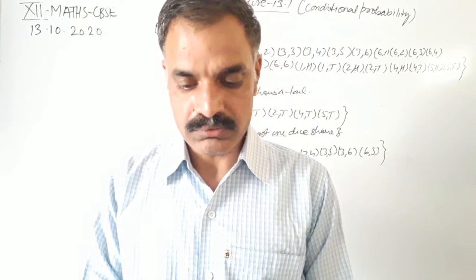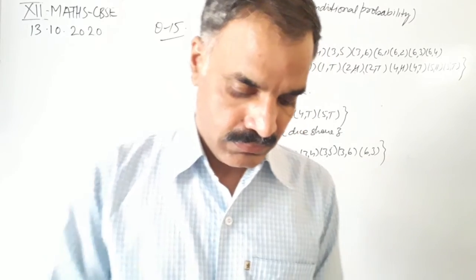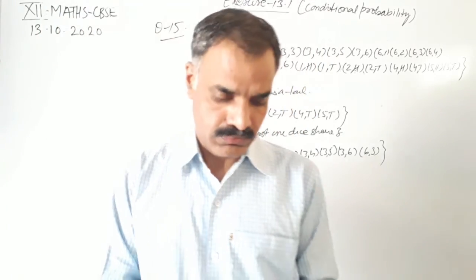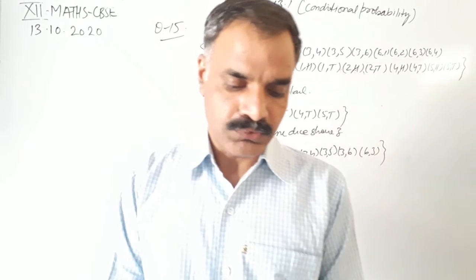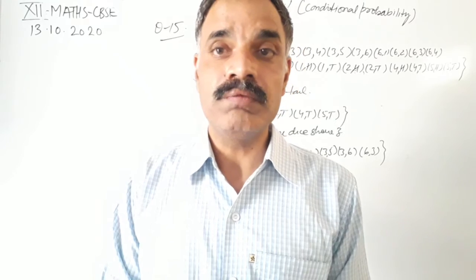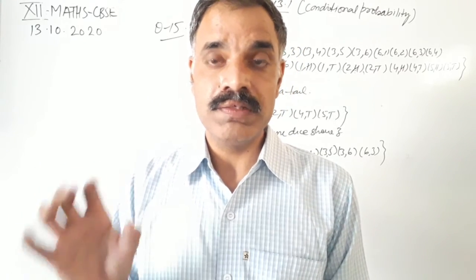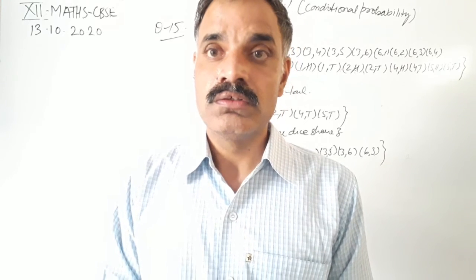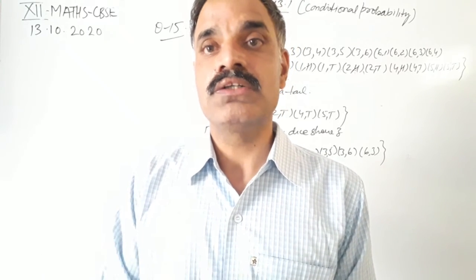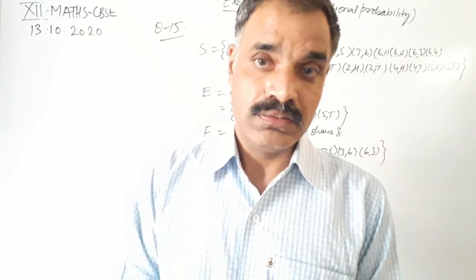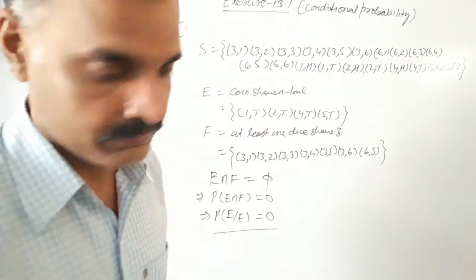Now let us take question number 16. These questions are multiple choice questions. P(A) equals 1 by 2, P(B) equals 0, then P(A given B) equals P(A intersection B) upon P(B), and P(B) is 0. When we divide by 0, it is not defined. So not defined is the answer in question number 16.